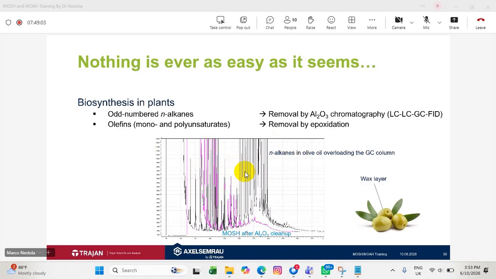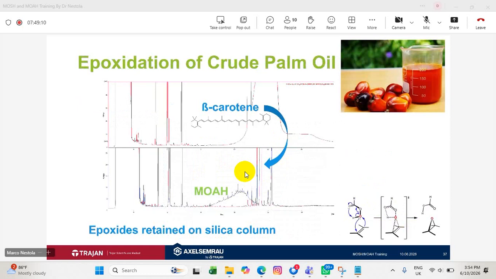The other thing is olefins, which is a problem in the MOAH fraction, because the easiest example is red palm oil. Red palm oil contains a high amount of beta-carotene. And when you would just inject in the same way as we have before, you get a chromatogram that looks like that. So this hump here is not MOAH, it's beta-carotene.